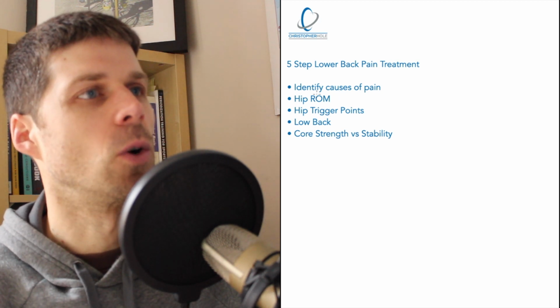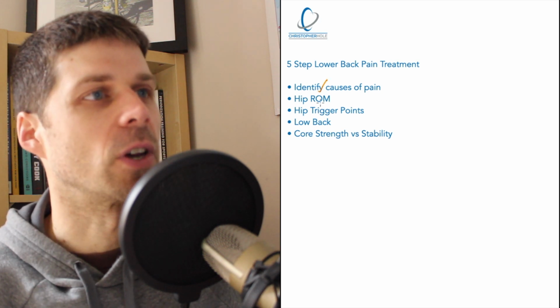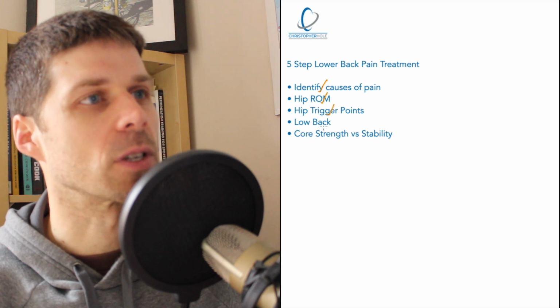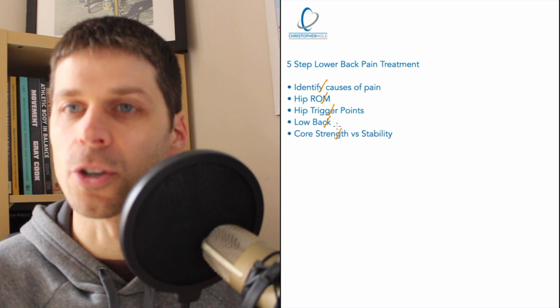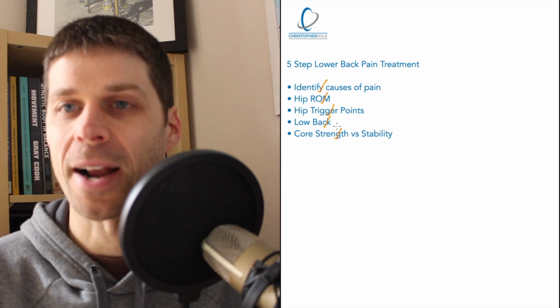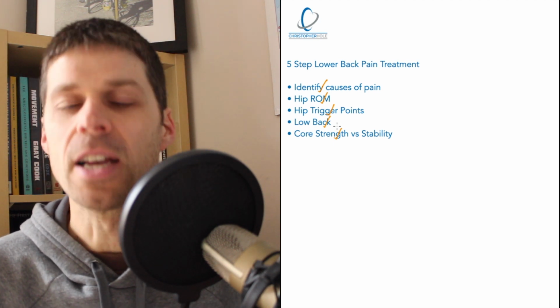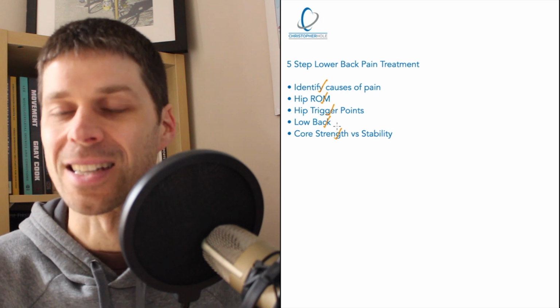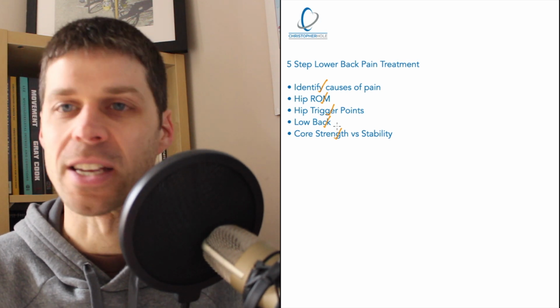So first of all, we try and identify causes of pain. Then we look at the hip range of movement, hip trigger points, the lower back itself, and the core strength and stability. Because what we're trying to do is identify where the pain is coming from. Are there any mechanical aspects of it? And are there any soft tissue aspects of it? So once we've identified all of that, we can then start putting the plan together based on this information.